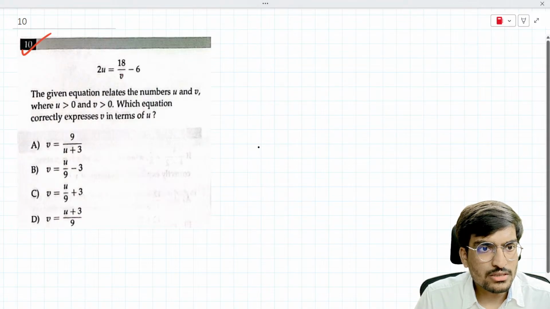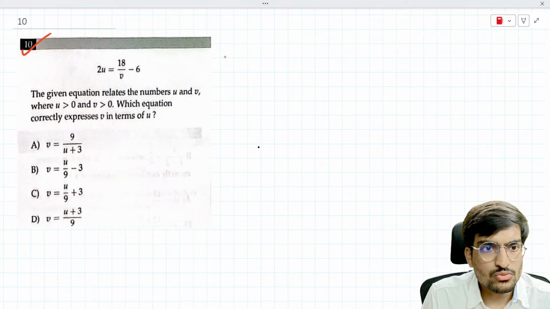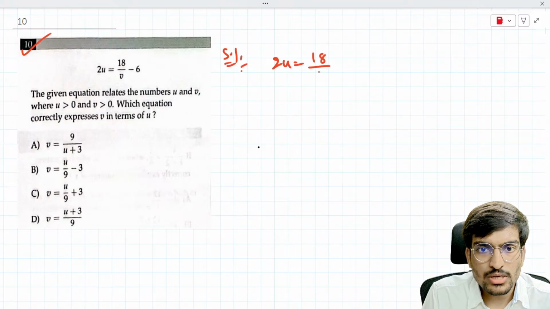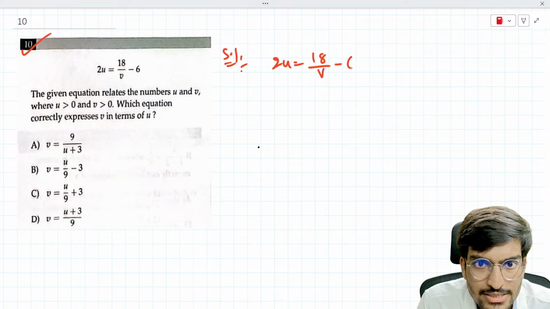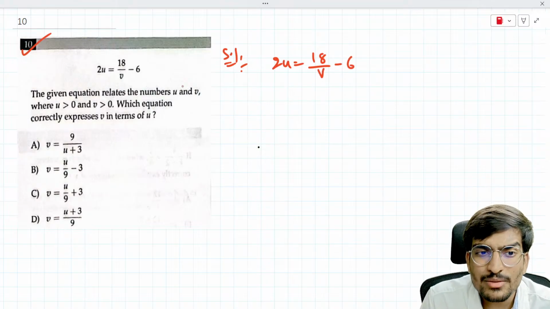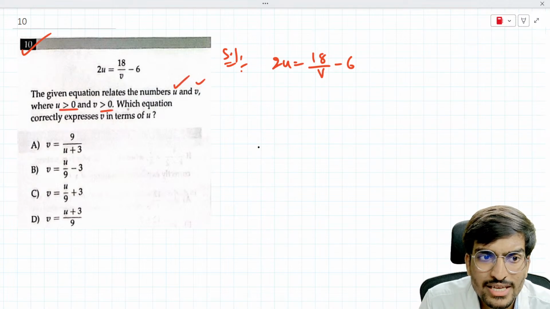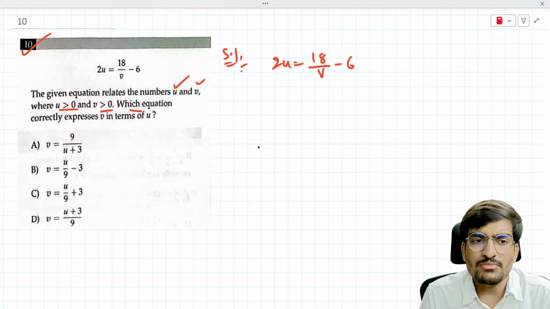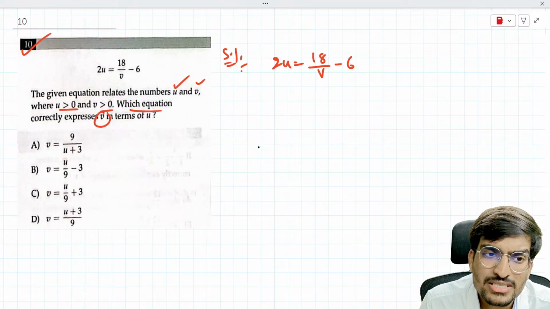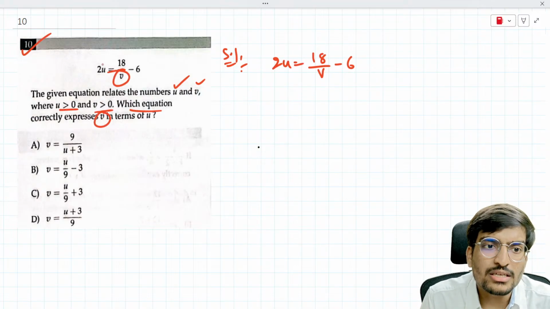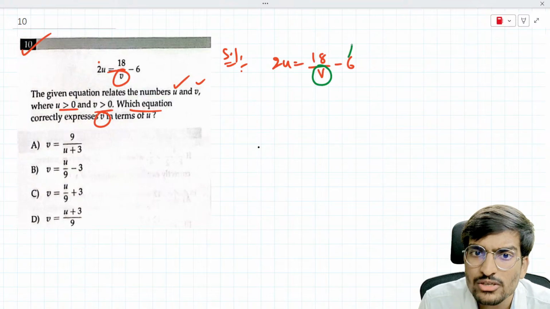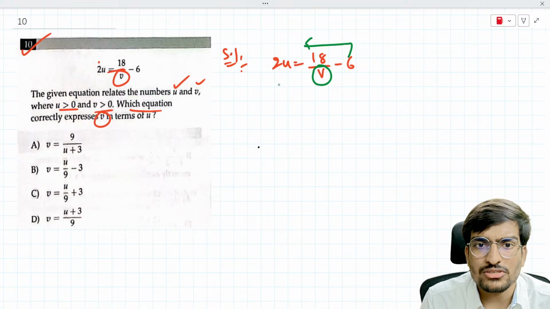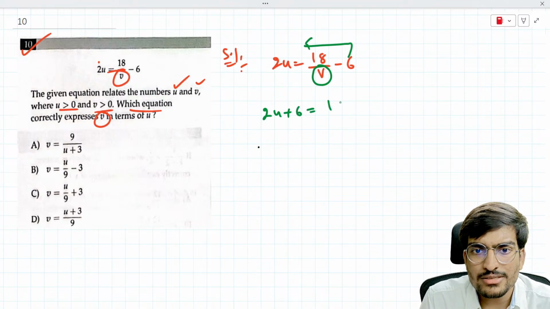Question number 10. 2u equals 18 by v, sorry, minus 6. So the given equation relates the numbers u and v, where u is greater than 0 and v is greater than 0, some constant numbers. Which equation correctly expresses v? We want v in terms of u. So we have to isolate v. So try to send whatever is there to LHS. So 2u plus 6 equals 18 by v.